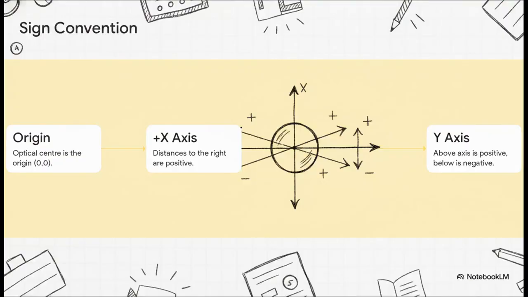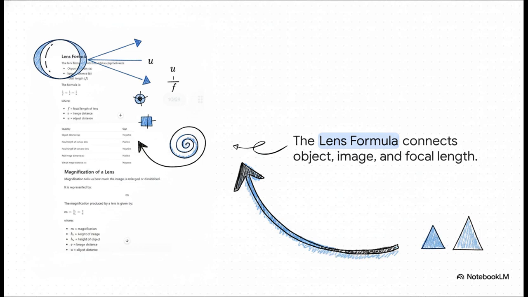Now, to do the math without getting utterly lost, we've got to establish the rules of the game. We follow a strict Cartesian sign convention. Just think of the optical center of the lens as your absolute origin point on a graph, 0, 0. Any distance measured to the right is positive, and any distance measured to the left is negative. Since light pretty much always travels from left to right, your object distance is almost always going to be a negative number. Oh, and any height measured upward from the principal axis is positive, while anything hanging below it is negative. Simple as that.